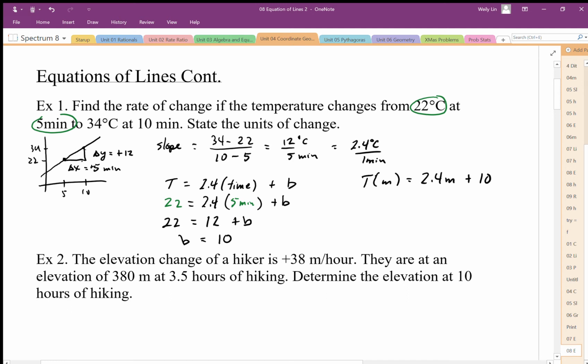And the units of change, make sure that you're able to state the units of change. It's going to be always the y compared to the x. So it's going to be degrees Celsius per minute. That's going to be my units of change. And my slope is going to reflect that units of change.